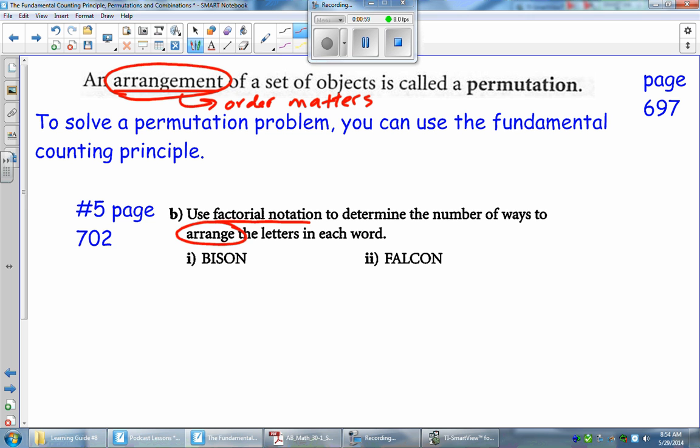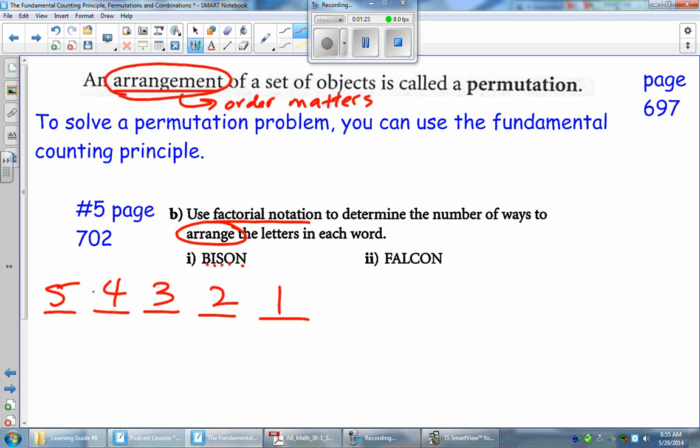So the first word here is the word bison. Now count how many letters we have to arrange here. 1, 2, 3, 4, 5 letters. So 1, 2, 3, 4, 5 stages of this task. For the first letter, I have 5 options. For the second, once I choose the first one, I have only 4 options left. Then 3, then 2, then 1.